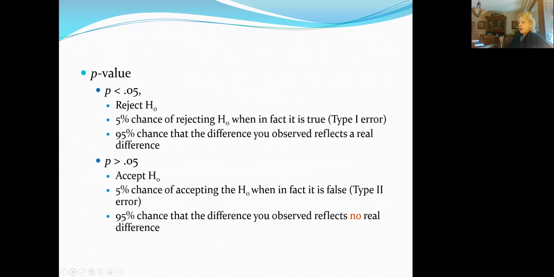So as we said before, the p-value less than 0.05, remember that you're going to reject the null if your p is less than 0.05. And that means that there's a 5% chance of rejecting the null when in fact it's true, and that's your type 1 error. There's a 95% chance that the difference you observed reflects a real difference. And then if the p is greater than 0.05, you're going to accept the null, and you have a 5% chance of accepting the null when in fact it is false, and that's the type 2 error, but you have a 95% chance that the difference you observe reflects no real difference.